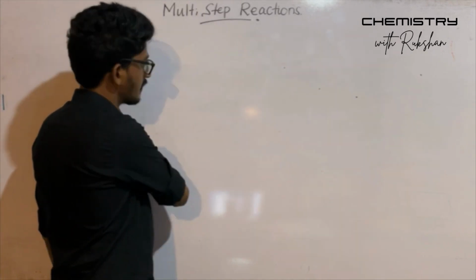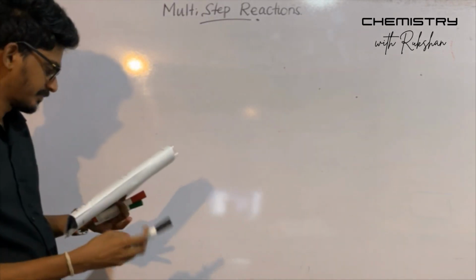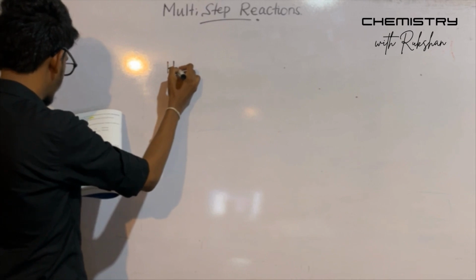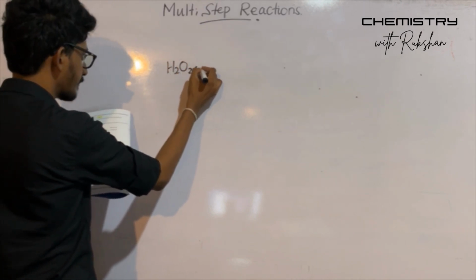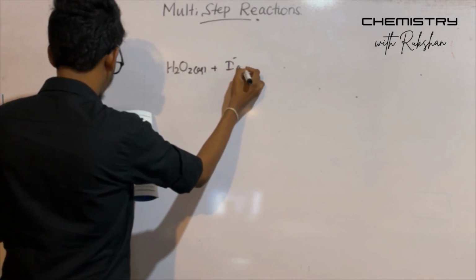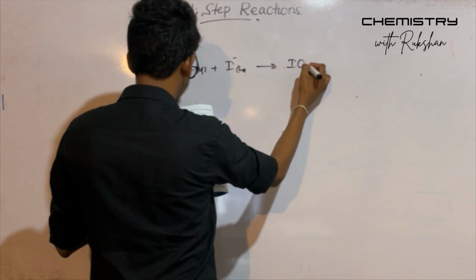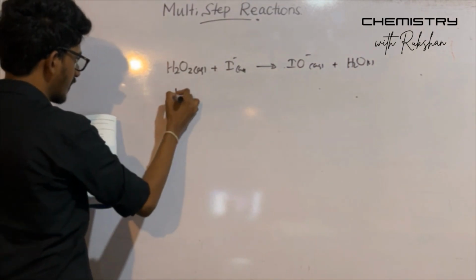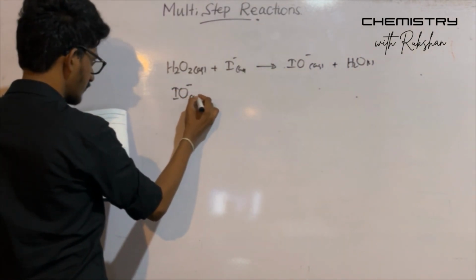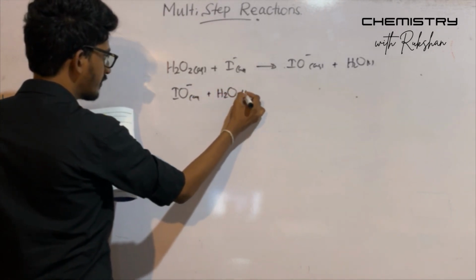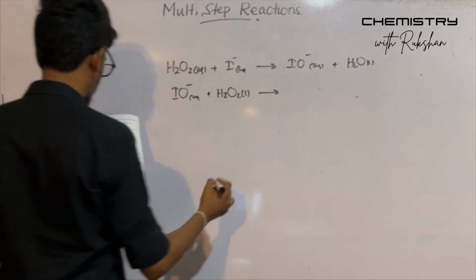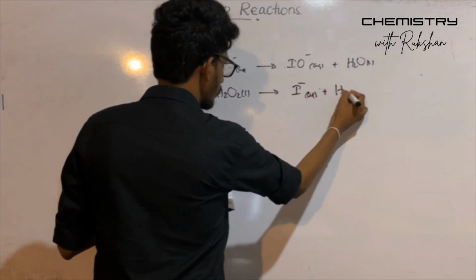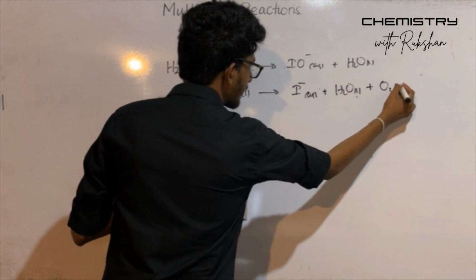So, some examples are given. These are two steps. IO minus AQ and H2O liquid, that is your first step. And the second step is reacting with H2O2 liquid to come up with I minus AQ and H2O liquid and O2 gas.